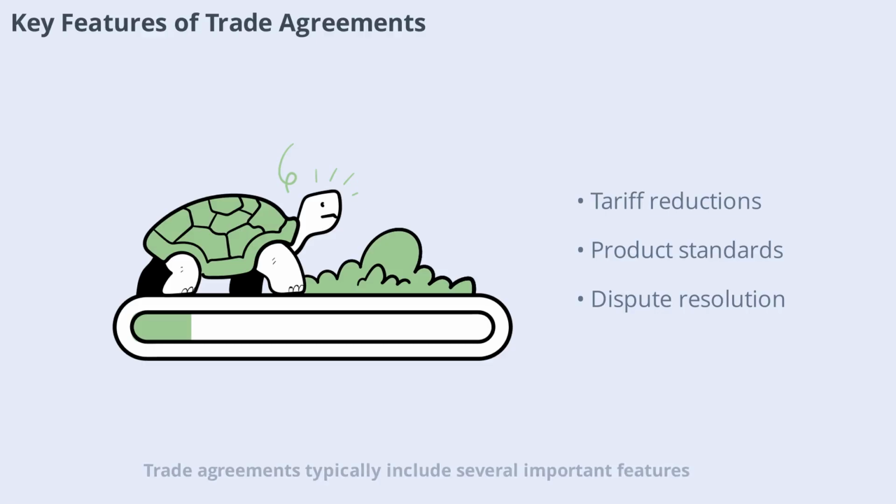Trade agreements typically include several important features. These may cover tariff reductions, rules for product standards, intellectual property rights, and dispute resolution mechanisms. By setting clear guidelines, trade agreements help prevent misunderstandings and ensure that all parties know what to expect. They also often include provisions for protecting workers and the environment, reflecting the growing importance of social and environmental issues in global trade. Next, let's explore how tariffs work within trade agreements.